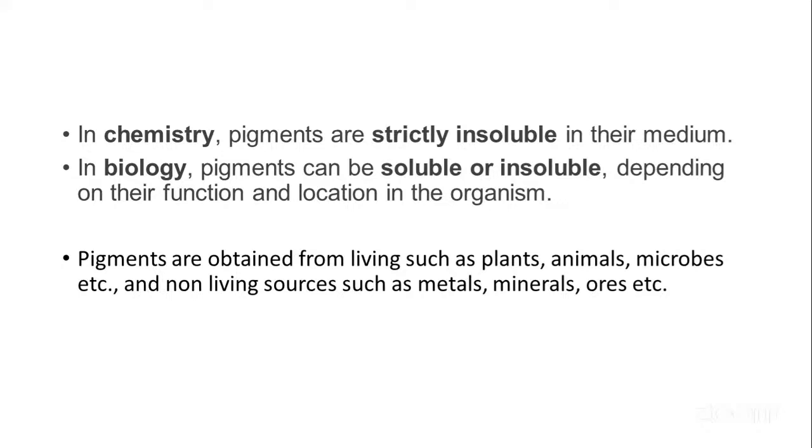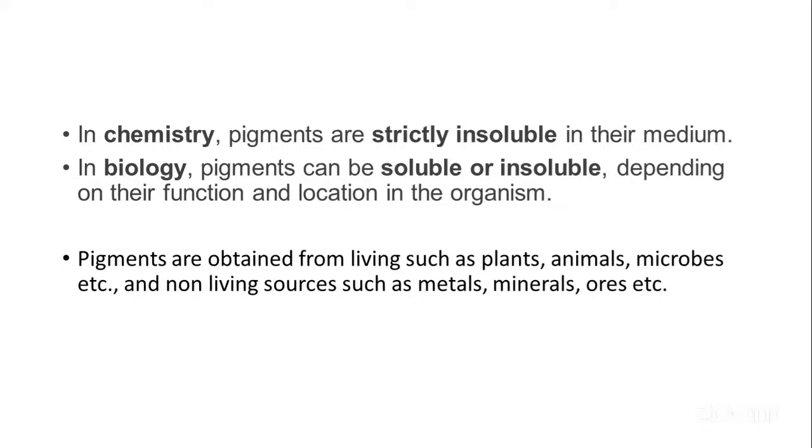In biology, pigments can be either soluble or insoluble. For example, chlorophyll is a soluble pigment; it gets dissolved in the plant material. One more example is melanin, which is an insoluble pigment. So this is about the definition of pigment.